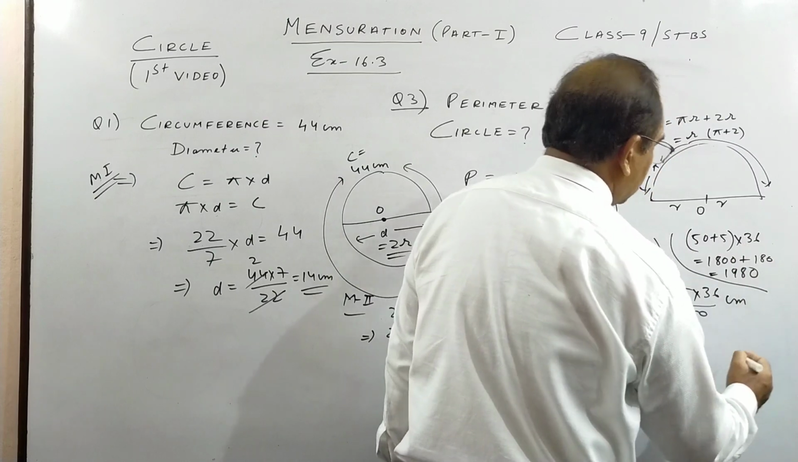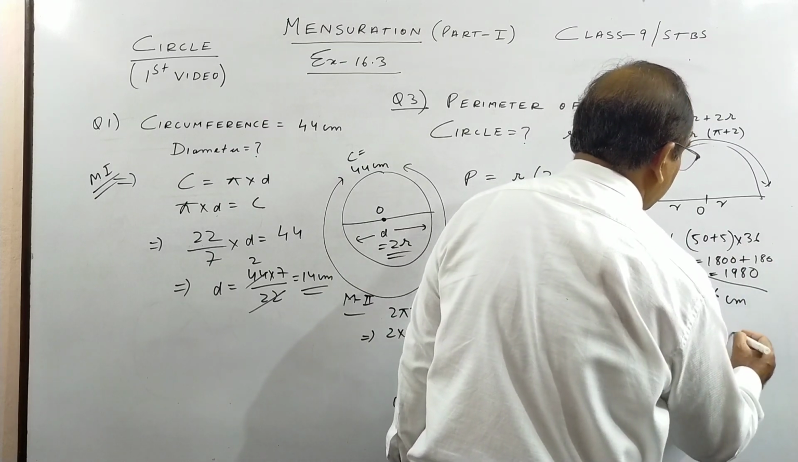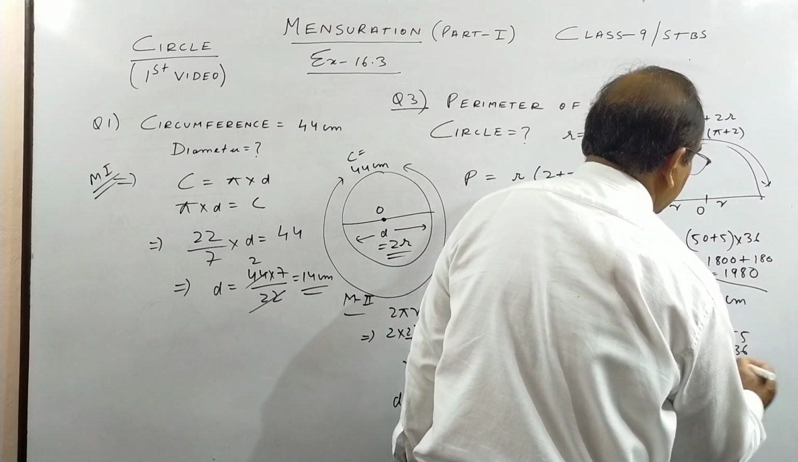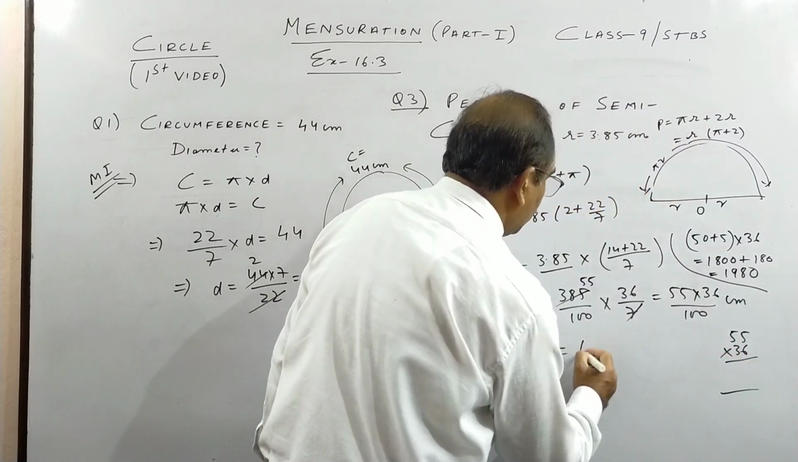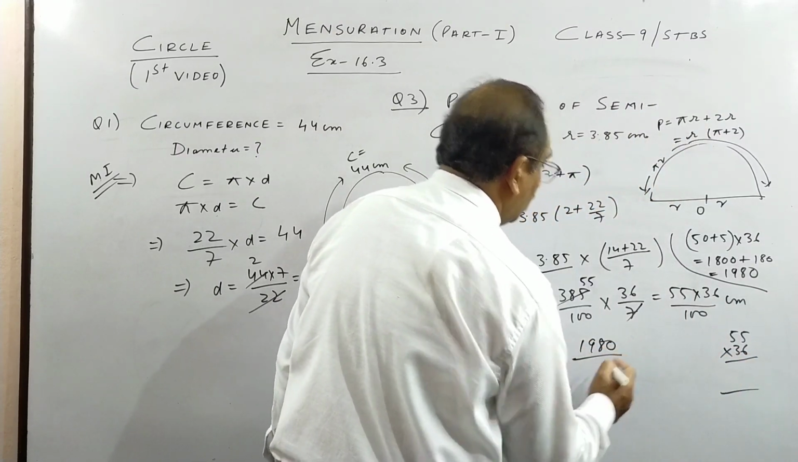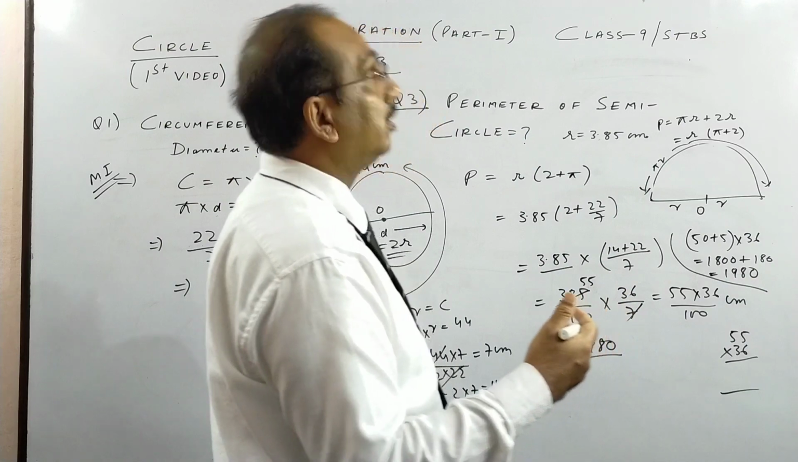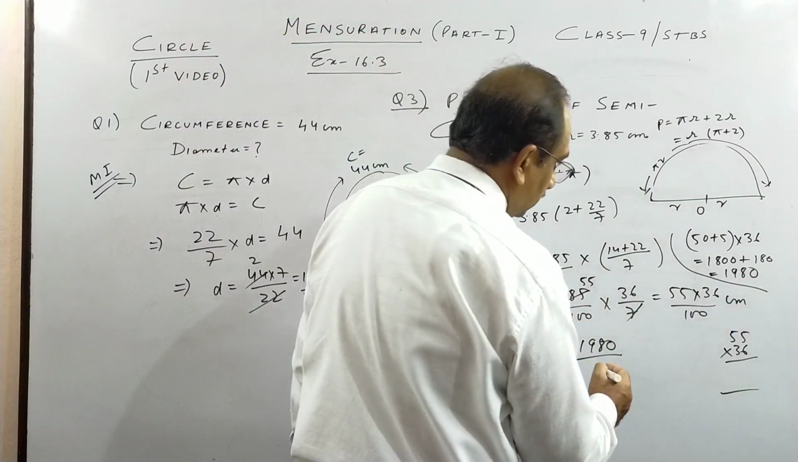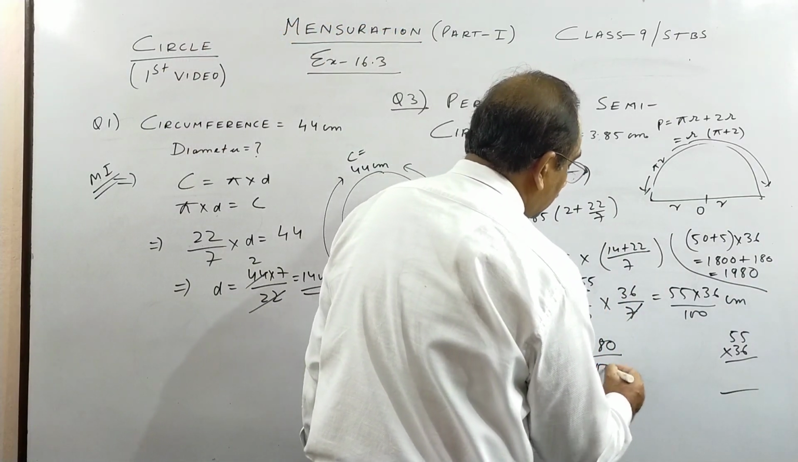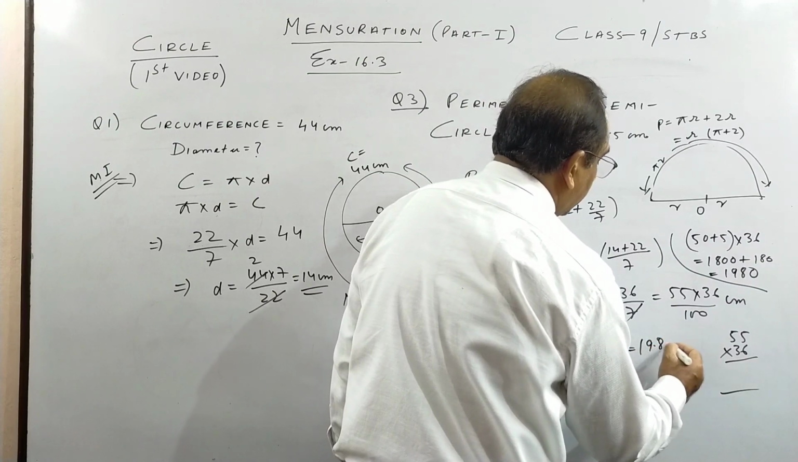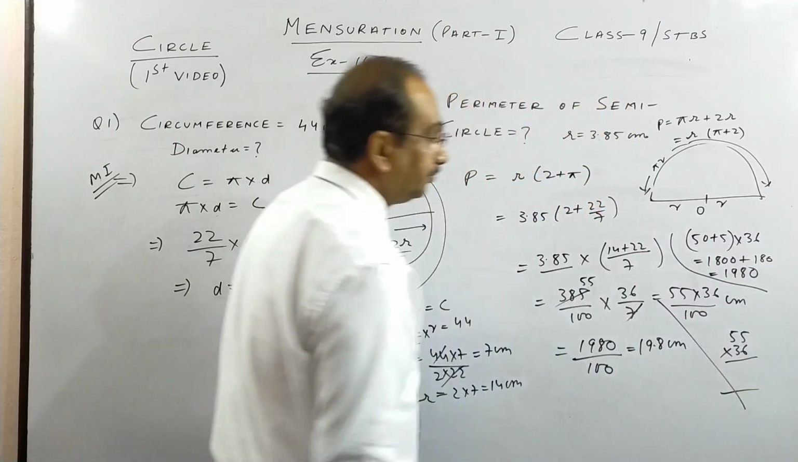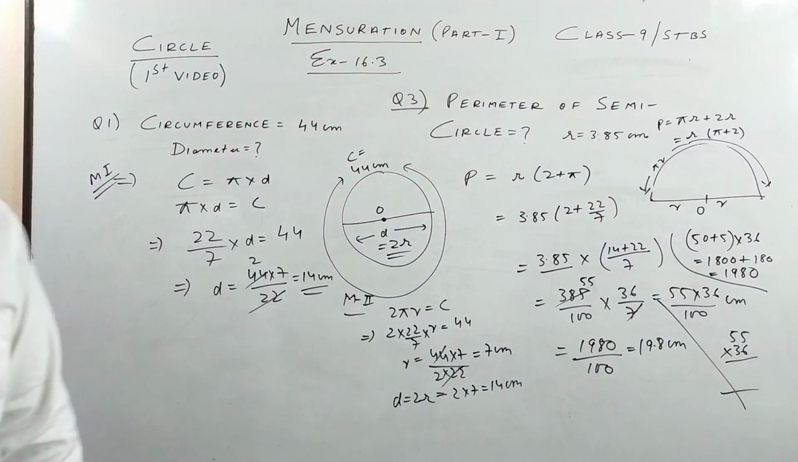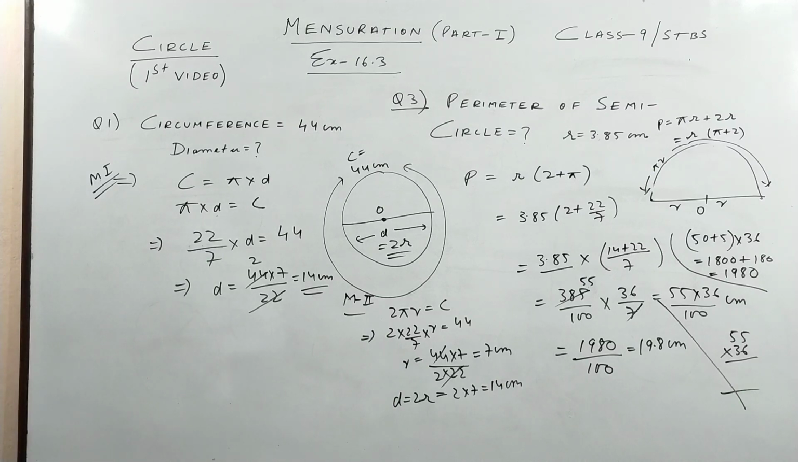Or you can do it by your traditional method. If you have any problem following my method, you multiply like this, you will get 1980. See, what I teach you, mental maths and all, they are generally faster, easier and more accurate. So answer is 19.8 centimeter is the perimeter of the semicircular plate. So kindly pause the video and copy.